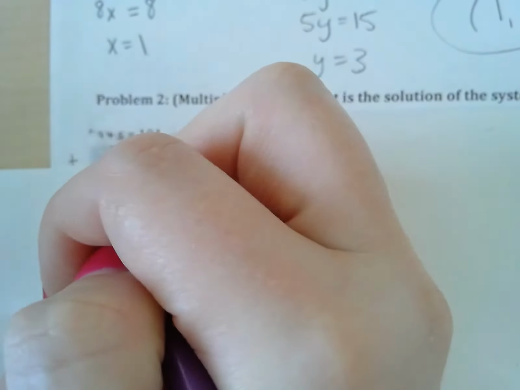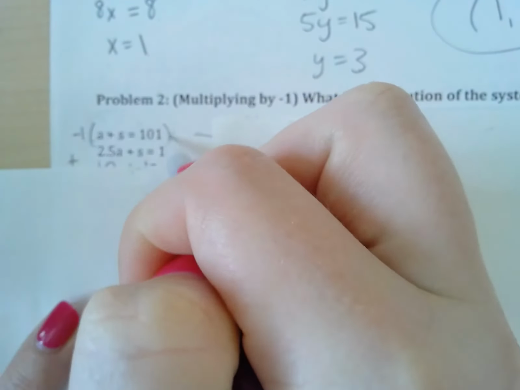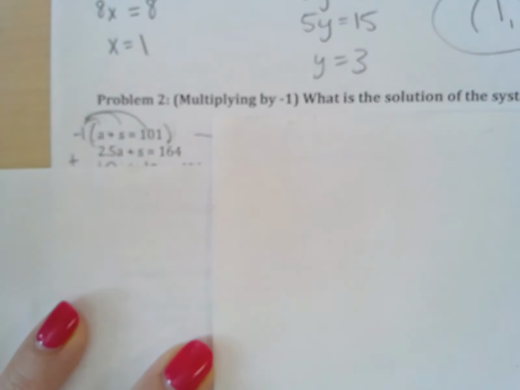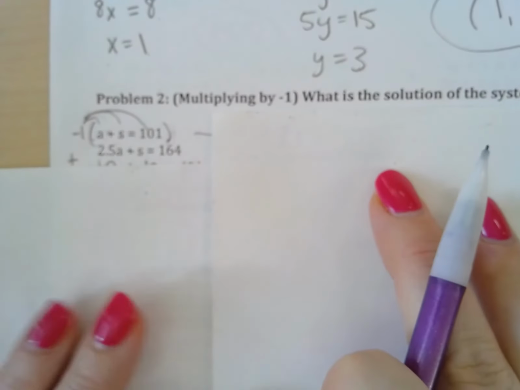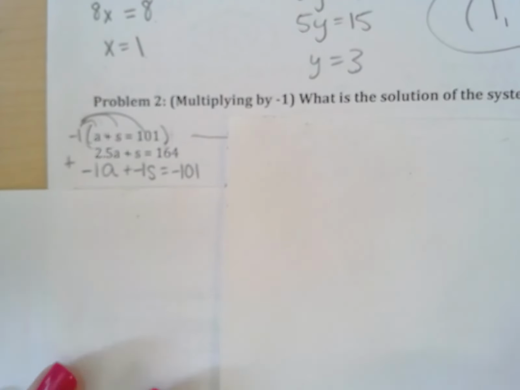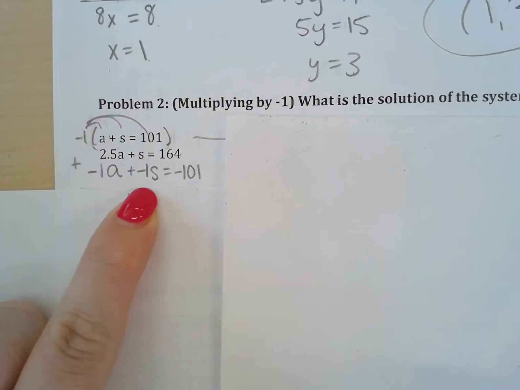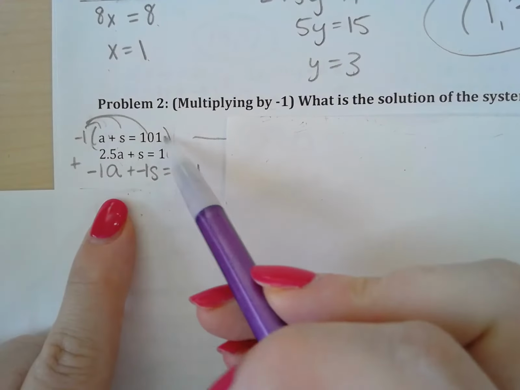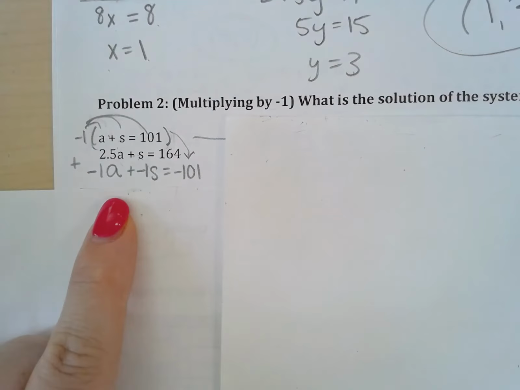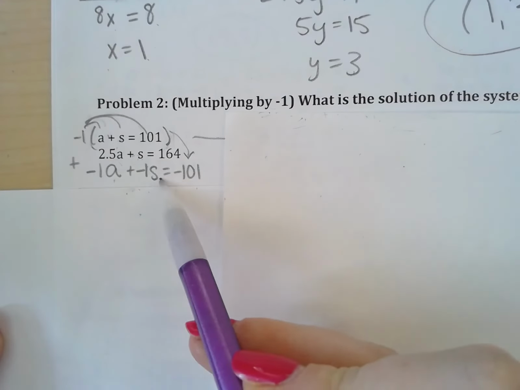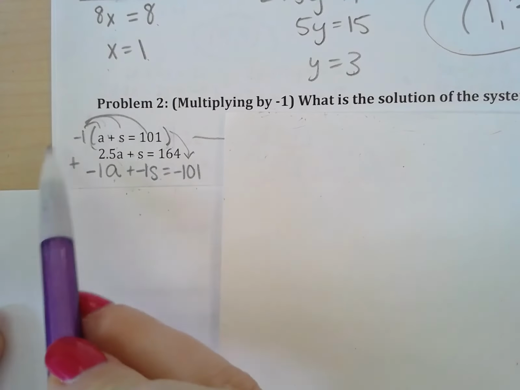So I'm going to multiply this top equation by negative 1. Now that means I multiply all three parts. So this will be negative 1a plus negative 1s equals negative 101. Notice how I just wrote it down right below. That way my lines still stay. So my a's still match up, my s's still match up, and my numbers still match up.